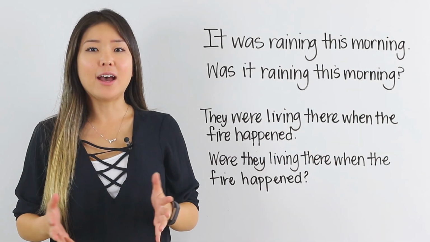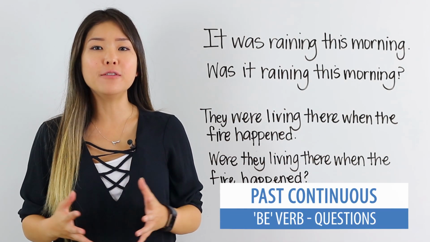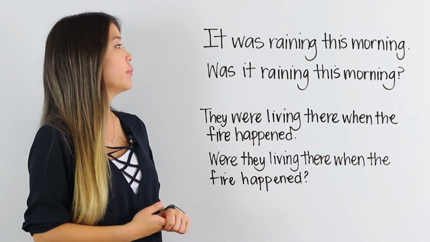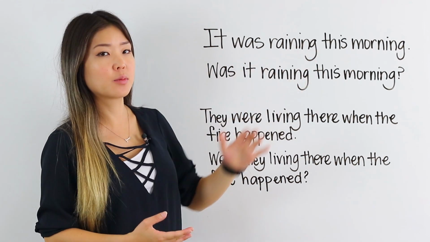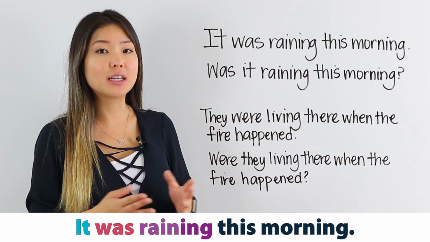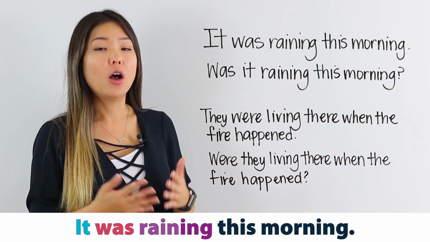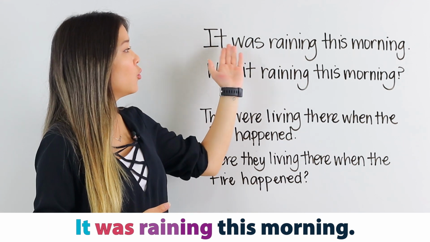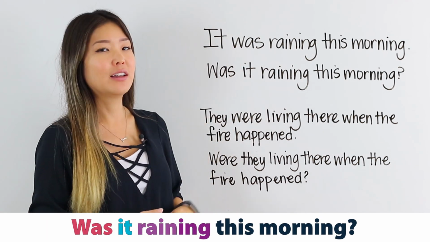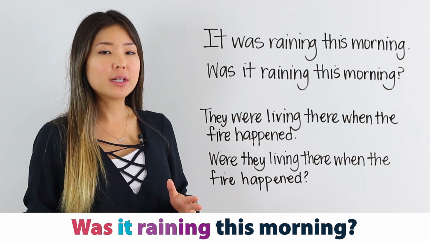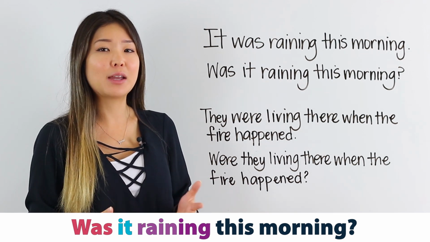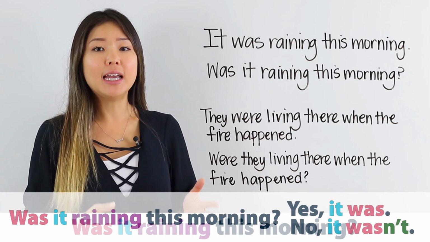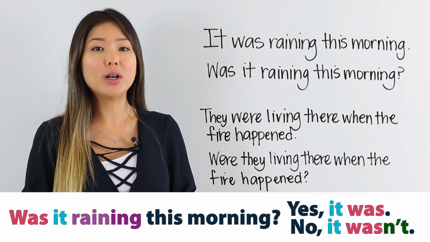Let's move on. Now, let's talk about how to form be verb questions for the past continuous tense. Take a look at the first statement. It says, it was raining this morning. In order to turn this into a question, it's quite easy. All we have to do is change the order of the first two words. Instead of it was, I now say was it to make it a question. You'll notice that the rest of the words stay in the same place. Was it raining this morning? You can answer by saying yes, it was, or no, it wasn't.